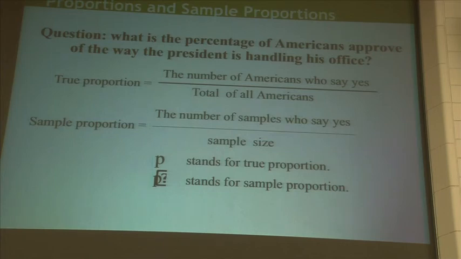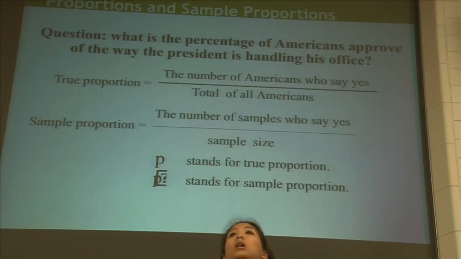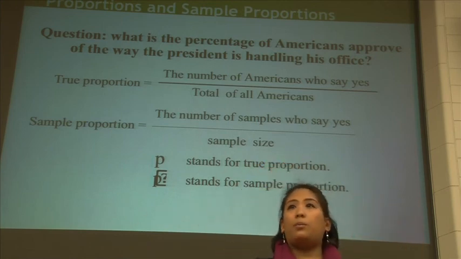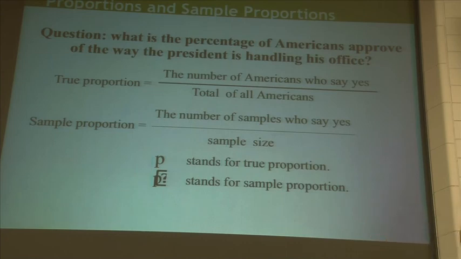Now, question, what's the percentage of Americans who approve of the way the president is handling his office? Well, if you're going to do a true measurement, you'd have to talk to every single person in the country. We don't have time for that. So the true proportion would be the actual amount of people who say yes divided by everyone in America. Again, we don't have time for that. So instead, you can do a statistical study, take a sample of your population. See, we're tying it all back in together. Take a sample, and then within that sample, figure out who thinks he's doing well. And then divide that by the total amount of people in your sample. That's what we call the sample proportion.